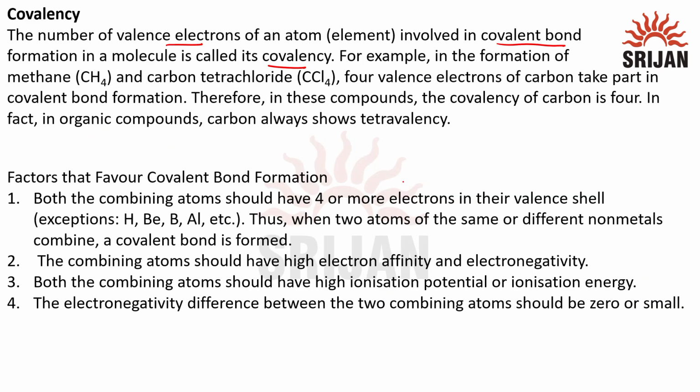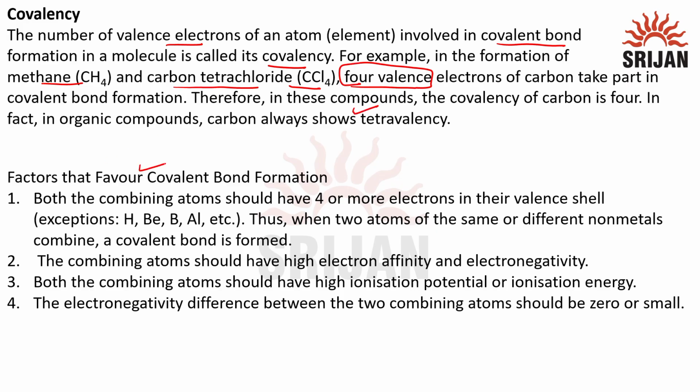Right? Now, here is the example of methane, where carbon is a tetravalent atom because here carbon is sharing all of its 4 electrons. Similarly, in the case of carbon tetrachloride, carbon is also sharing 4 electrons. That means carbon is a tetravalent atom here.